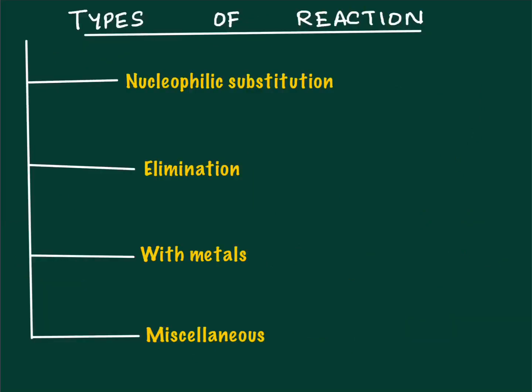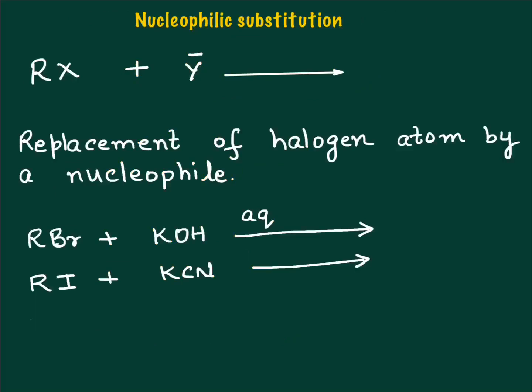What are the various types of reactions undergone by alkyl halides or haloalkanes? Categorized into 4: nucleophilic substitution, elimination, reaction with metals, and some reactions which we will classify as miscellaneous. Nucleophilic substitution reactions, this category of reactions will constitute a major portion of our study. So we are going to divide it over 2 videos. One, of course, is the one where we are already going to go ahead with it.